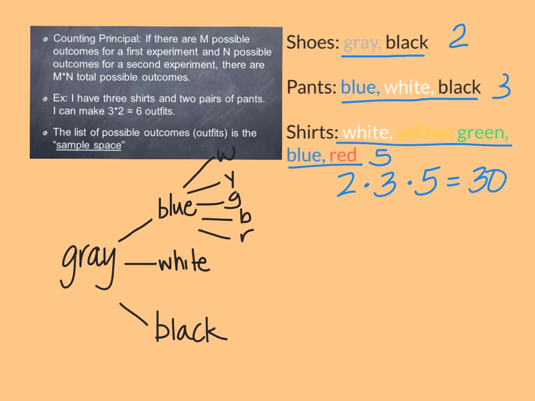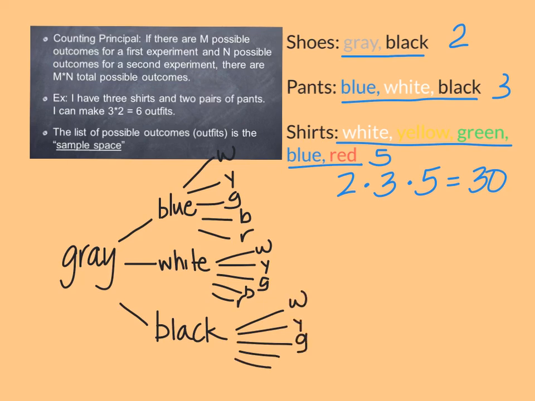So I could choose white, yellow, green, blue, or red. Same thing, I have my gray shoes on, my white pants, and I have 5 different possibilities for my shirt: white, yellow, green, blue, and red. And then if I put on my gray shoes and my black pants, I have a choice of those 5 different shirts again to make my decision. So you can see with the gray shoes, we have 5, 10, 15 possibilities. We would see the exact same tree diagram if I now started with black shoes. So we'd have 15 with the gray shoes, 15 with the black, and that fits with our fundamental counting principle number of 30.